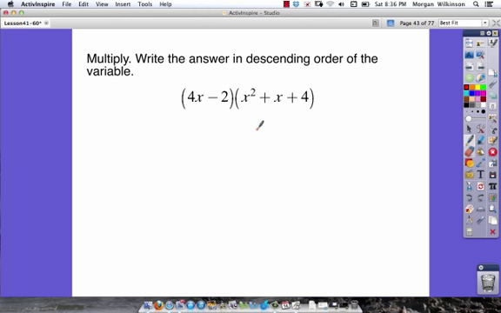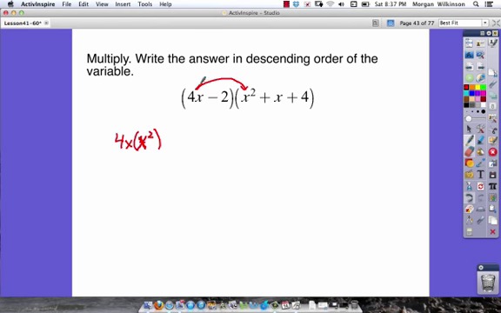Let's multiply. Write the answer in descending order of the variable. So this one we're multiplying a binomial against a trinomial. So we don't have the FOIL method in this one, but what we do is we're just going to take the 4x, first we're going to multiply it times x squared. We've got an x here.